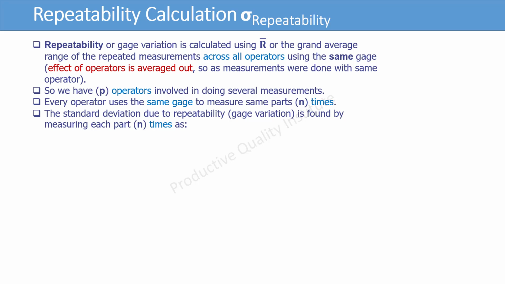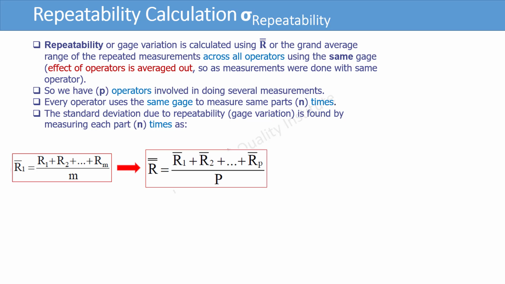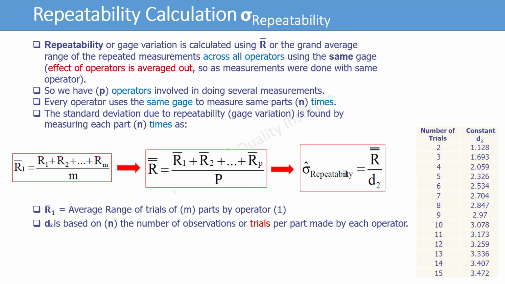The standard deviation due to repeatability, gauge variation, is found by measuring each part n times. R1 bar is equal to the average range of trials of m parts by operator 1. R2 bar is equal to the average range of trials of m parts by operator 2, and so on. R double bar is equal to the average of all R bars for all P operators. Sigma repeatability is equal to R double bar divided by D2. D2 is based on n, the number of observations or trials per part made by each operator. You can get it from the table shown.